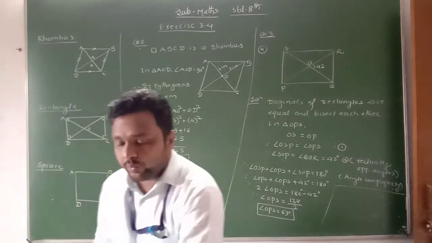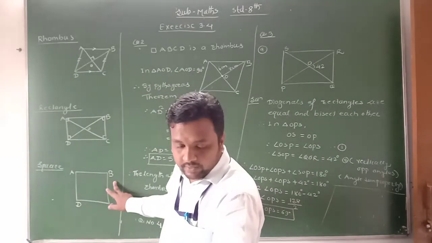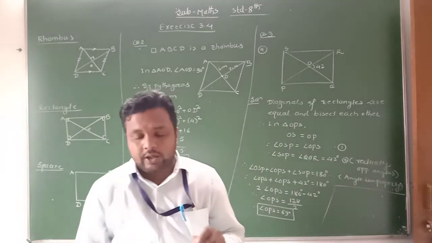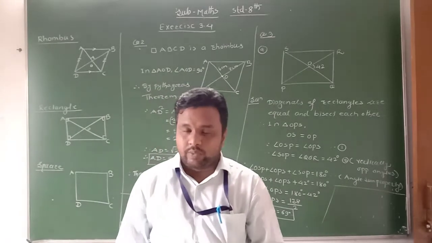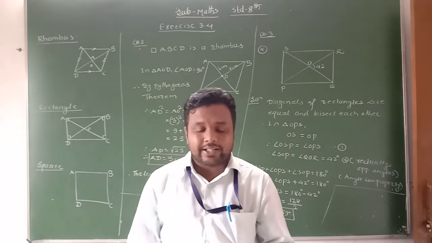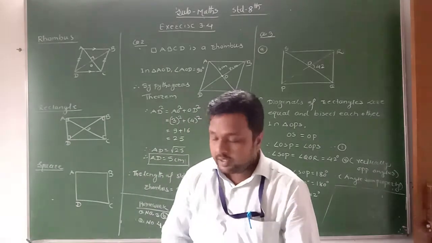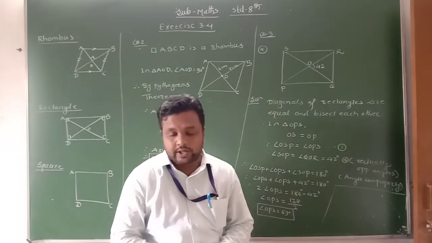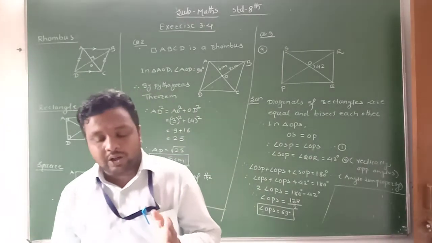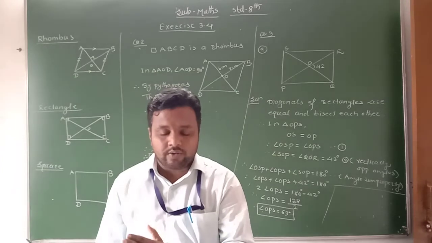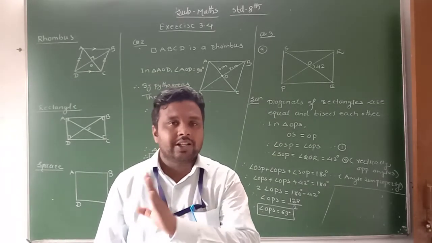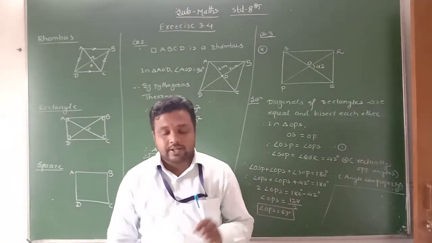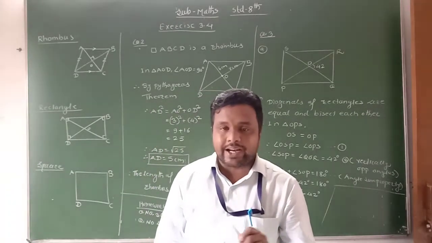Then next type is square. Now what is square? According to definition, square is a rectangle with a pair of adjacent sides equal. Okay. Then that rectangle is called a square. ABCD is a square. Then what are the properties of the square? First property is all the sides of square are of equal length. Then second property is each angle of square is a right angle.